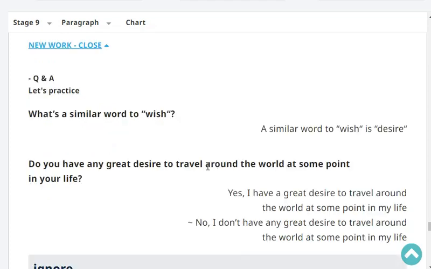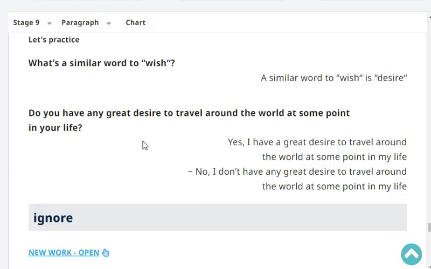Let's practice. What's a similar word to wish? A similar word to wish is desire. Very good. Do you have any great desire to travel around the world at some point in your life? Yes or no? Yes.